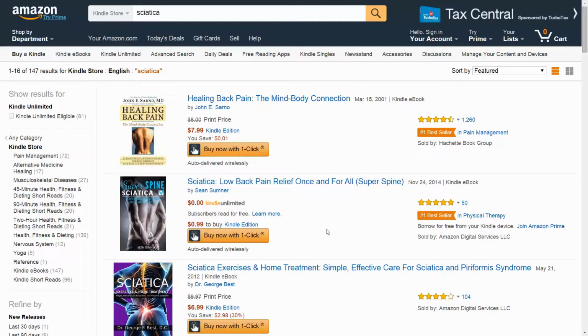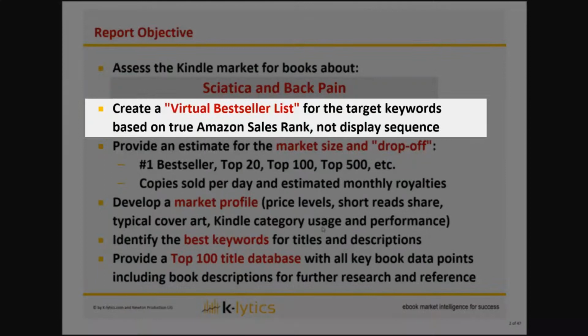It basically extracts all of the search results for any given keyword and sorts them into their true sales rank order. Apologies if this was a longer introduction, but it is important to understand this, especially if you're not so familiar with the advanced features of the Amazon market platform.